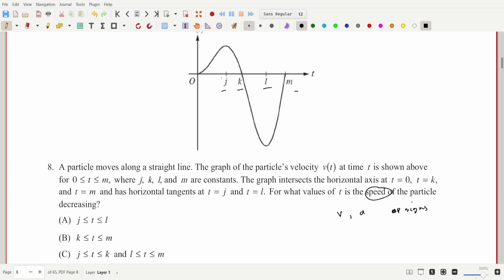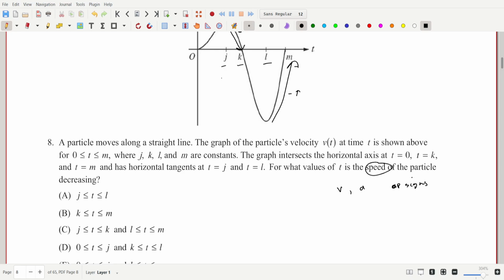So let's see, speed decreasing. That kind of looks like going inwards towards 0, like those two. So I would say J to K and L to M, right? Because the velocity is positive here and decreasing. So that's opposite. And then here the velocity is negative and increasing. Yeah. So J to K and L to M. C.